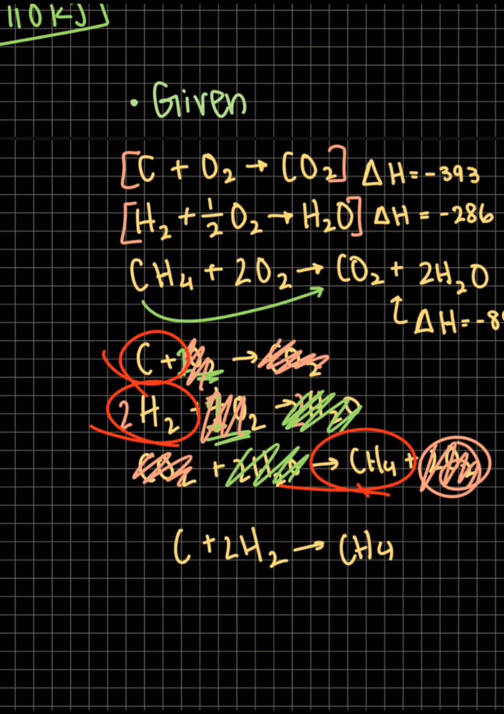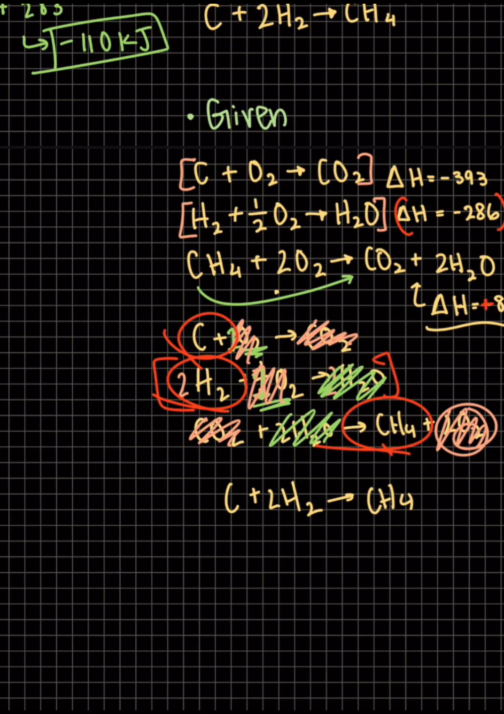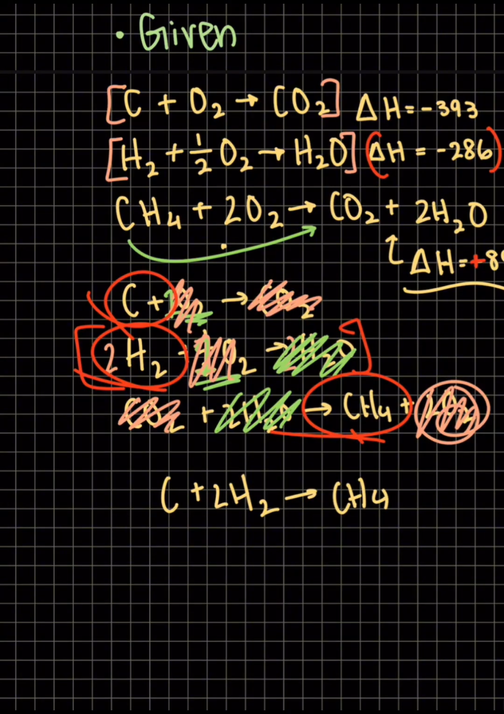I'm going to retrace my steps, figure out what did I do to each of my equations, and I'm going to just apply that to the delta H's. I know I flipped this one, so I'm going to flip the sign of this and make this positive. Then I know I multiplied the second equation by 2, meaning that I'm going to multiply this by 2. That was all the changes that I actually did. So then we're going to combine the delta H's.